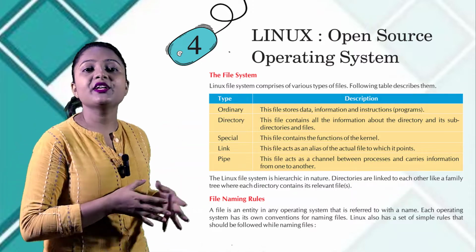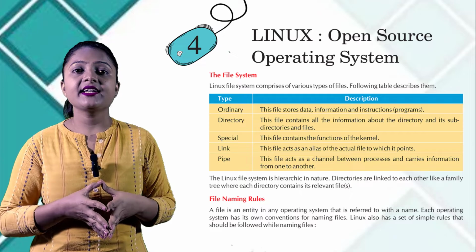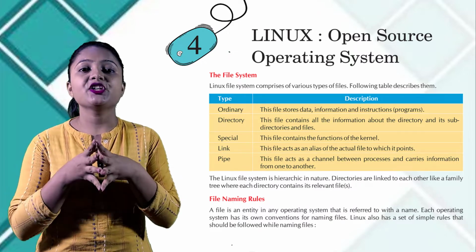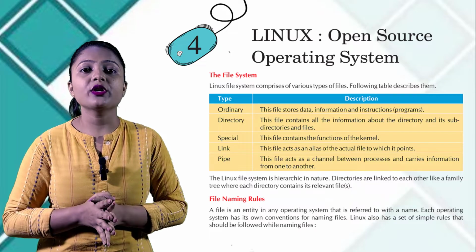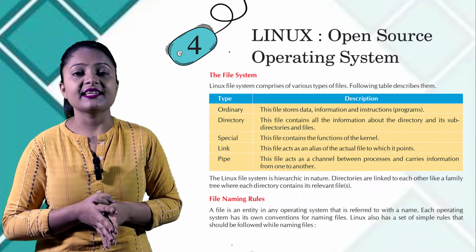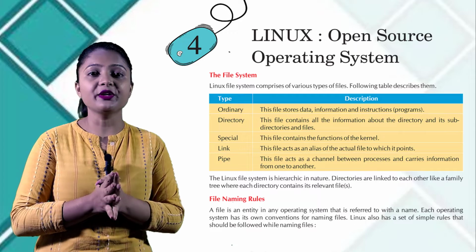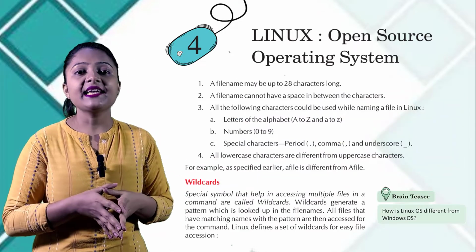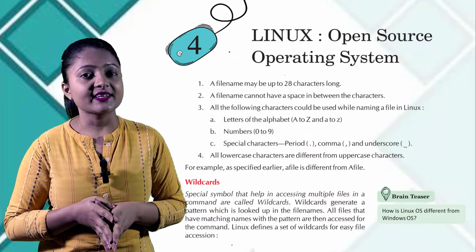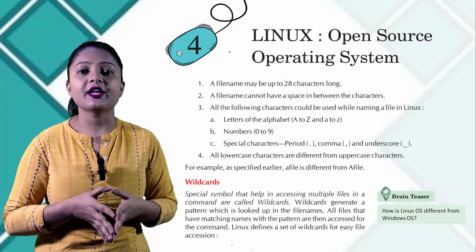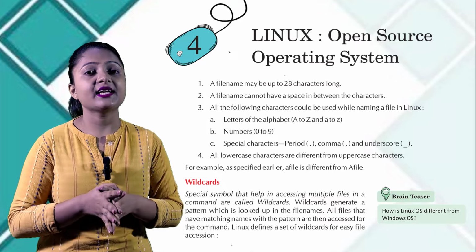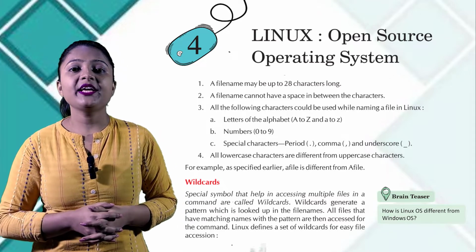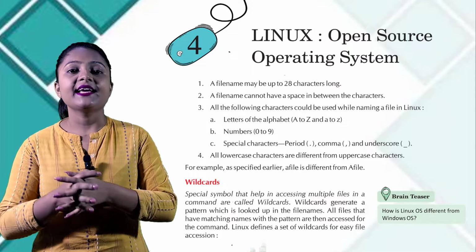File naming rules. A file is an entity in an operating system that is referred to with a name. Each operating system has its own conventions for naming files. Linux also has a set of simple rules that should be followed while naming files. First, a file name may be up to 28 characters long. Second, a file name cannot have a space in between the characters. Third, all the following characters could be used while naming a file in Linux.